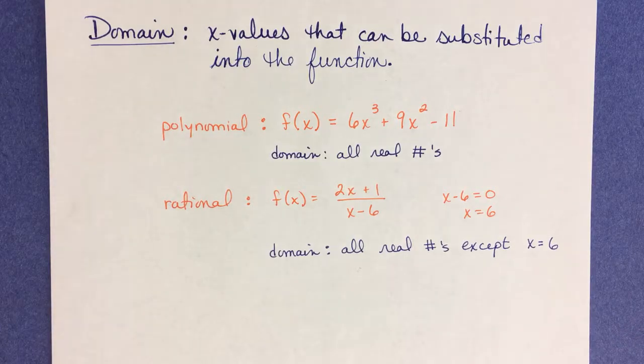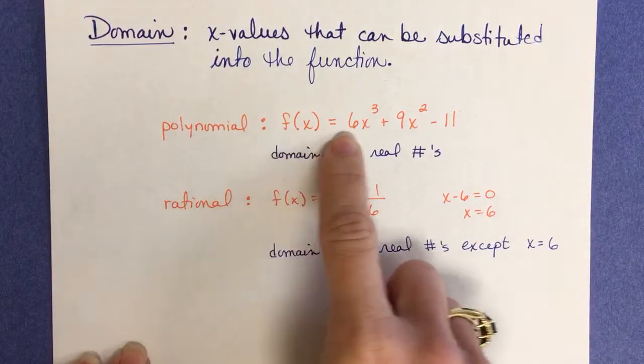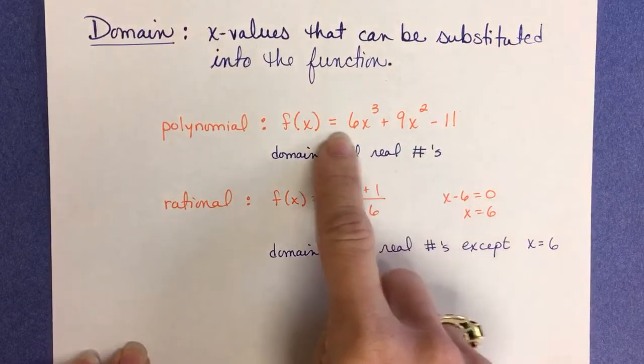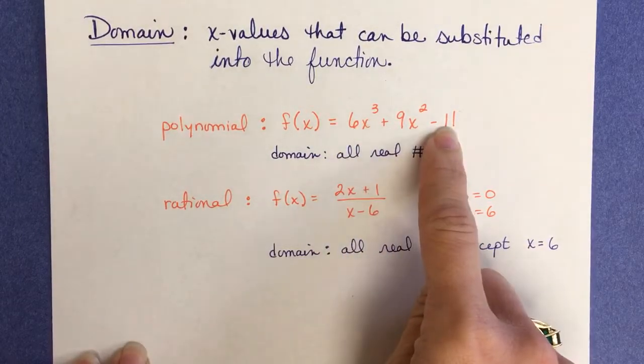All right, so of course you probably are familiar with domain, that we learned as being our x values, but what that means is those are the numbers that we can substitute into a function, okay? And actually with this particular lesson, we're only dealing with two different functions. One of them would be a polynomial function. So the example that I have here is 6x cubed plus 9x squared minus 11. So this would be an example of a polynomial.